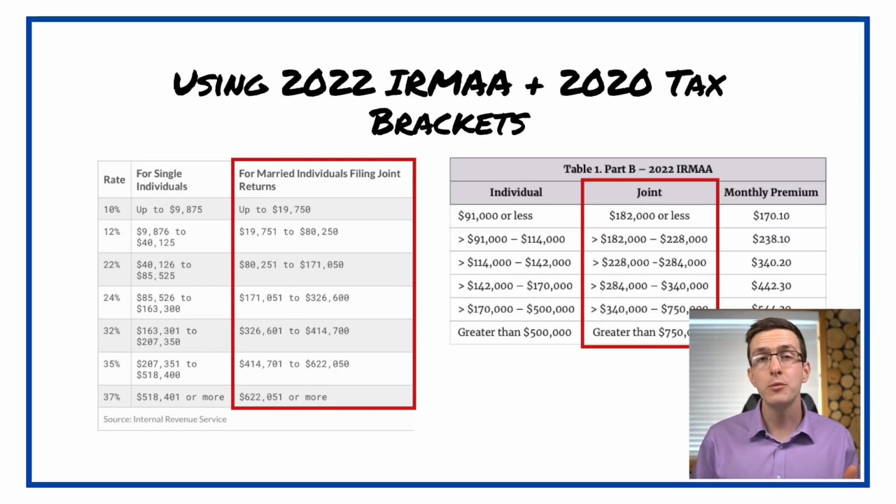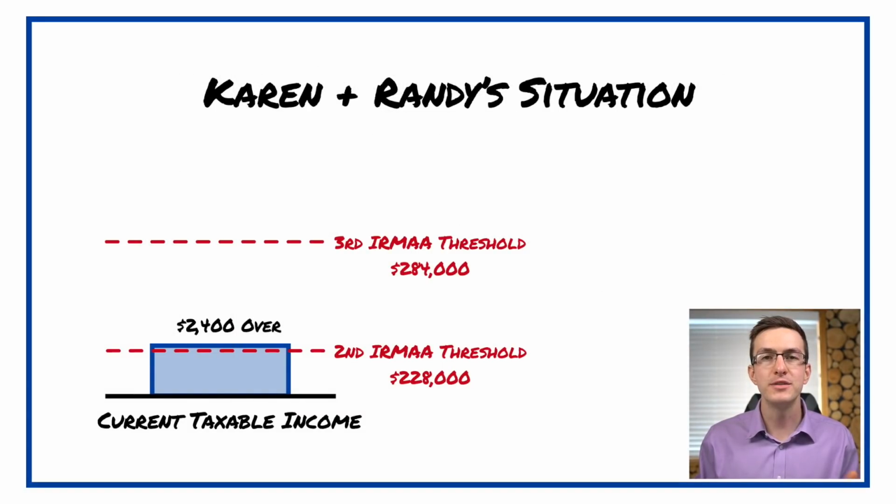Now note here that I'm going to be using 2022 IRMAA brackets and applying this to 2020 tax returns. So we're assuming this situation happened in 2020. The reason I'm doing this is purely for the clarity of the numbers that we're using because all of the tax rates and IRMAA thresholds right now are known for 2022, looking back at 2020 numbers. You can simply take the core of this idea and apply this to this year's income as well as future years worth of income as well. So Karen and Randy find themselves $2,400 above the second threshold zone.